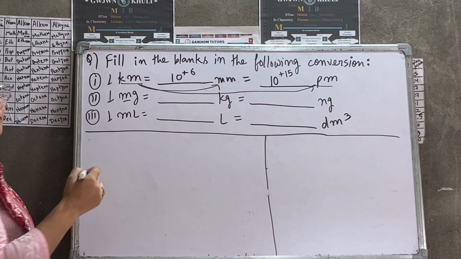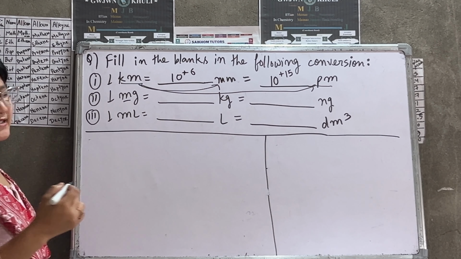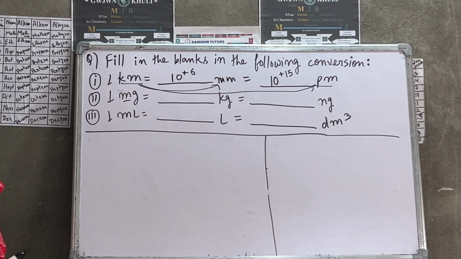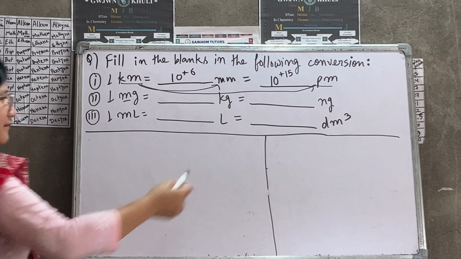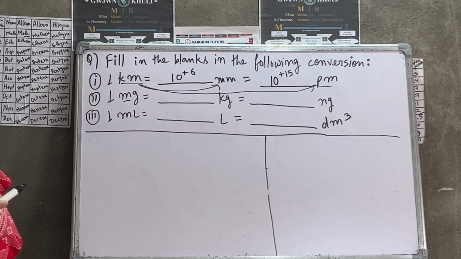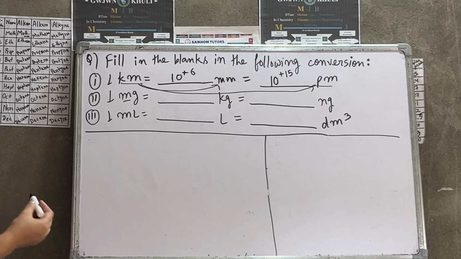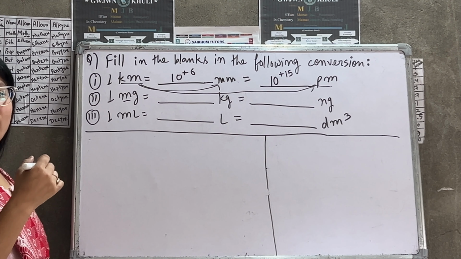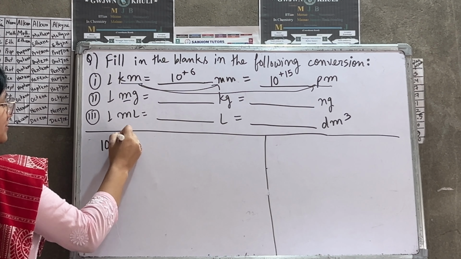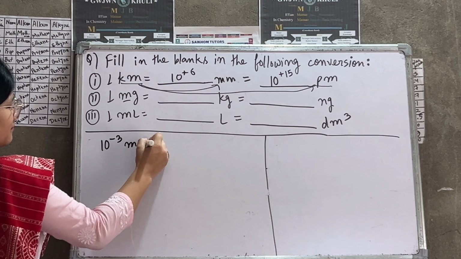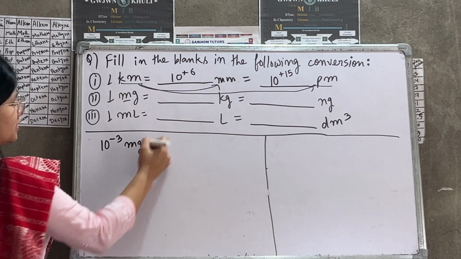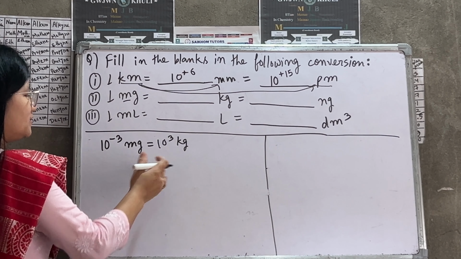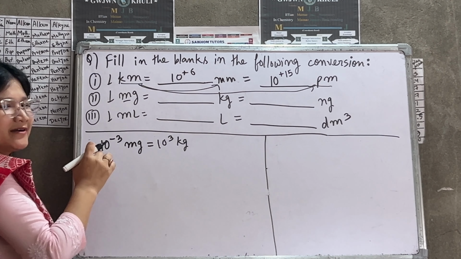So the second one. This one is also milli, and this G means gram, so milligram. And here K means kilo, G means gram, so kilogram, and this is nano and gram, nanogram. Clear? So what is the value of milli from the table? The value of milli is 10 to the power minus 3 milligram. And what is the value of kilo? 10 to the power 3 kilogram. Clear? But here the kilogram is highest and milligram is least.